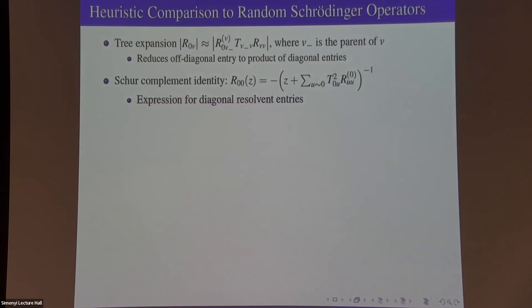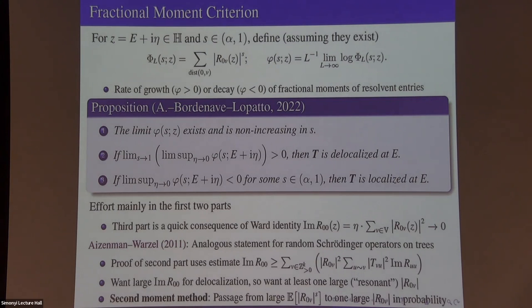Is that inequality related to a Ward identity or not? I wouldn't call it a Ward identity. It's closer to the Schur complement. And this R0 squared is kind of like the denominator of the Schur complement, squared, in a sense.